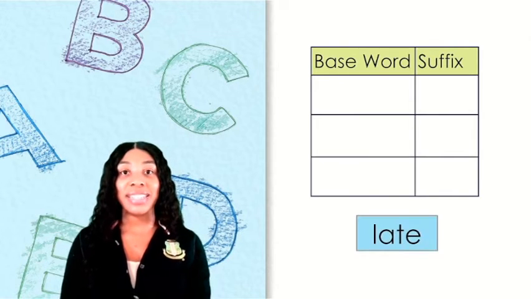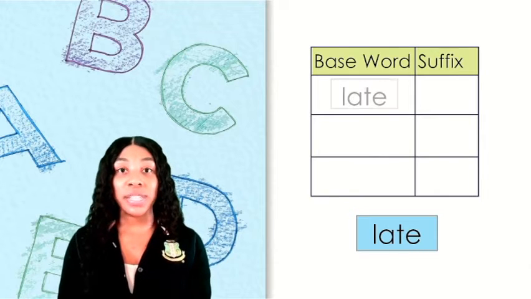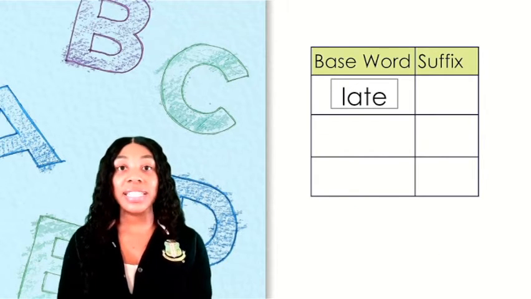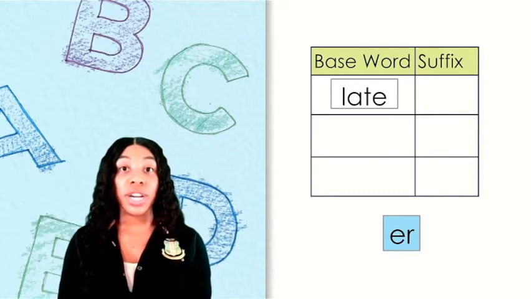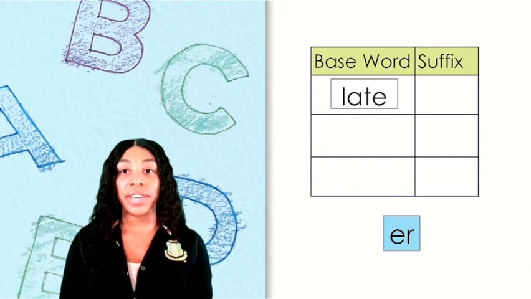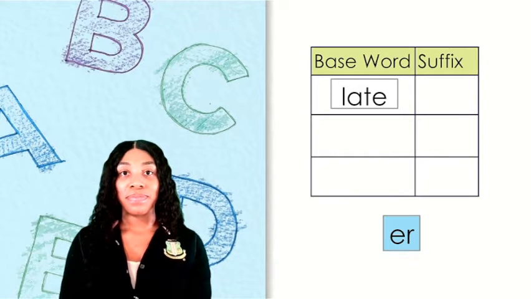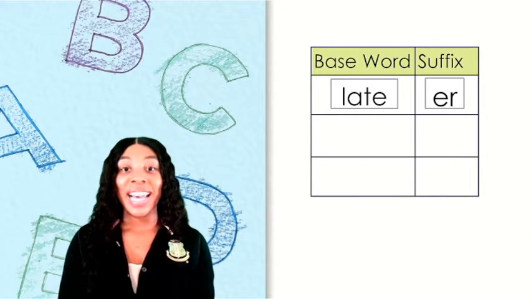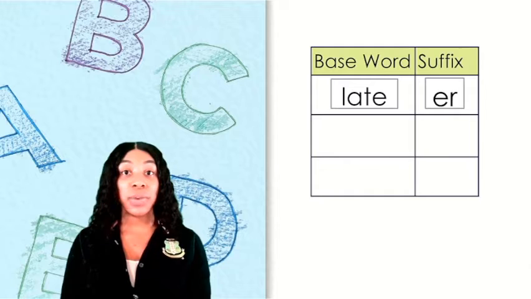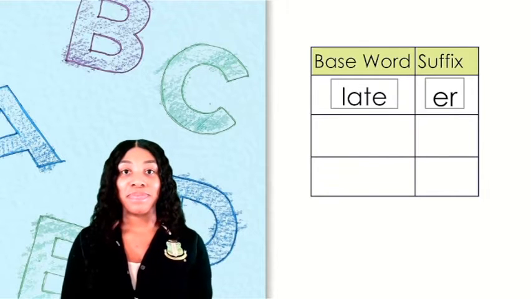Our first word is late. Is late a base word or suffix? Late is a base word. We can add affixes to the end to change its meaning. Let's try another. Is er a base word or suffix? Er is a suffix. It will change the meaning of the base word to mean more.